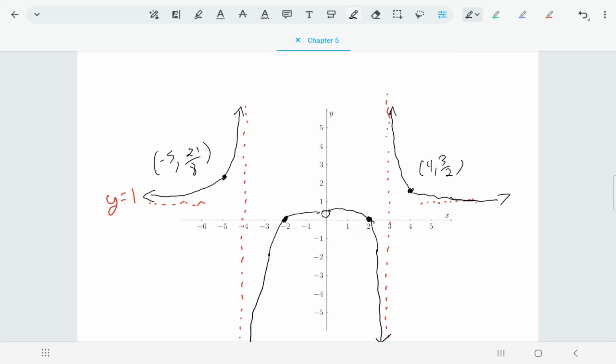We just need to label this function and then we are finished. So this was p of x, which was x cubed minus 4x over x cubed plus x squared minus 12. So there we go. We just have to label our equation and then we are finished.